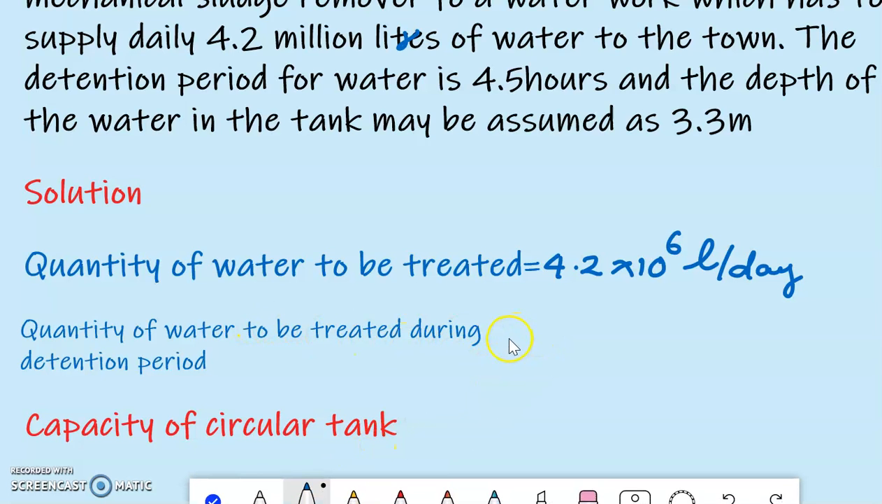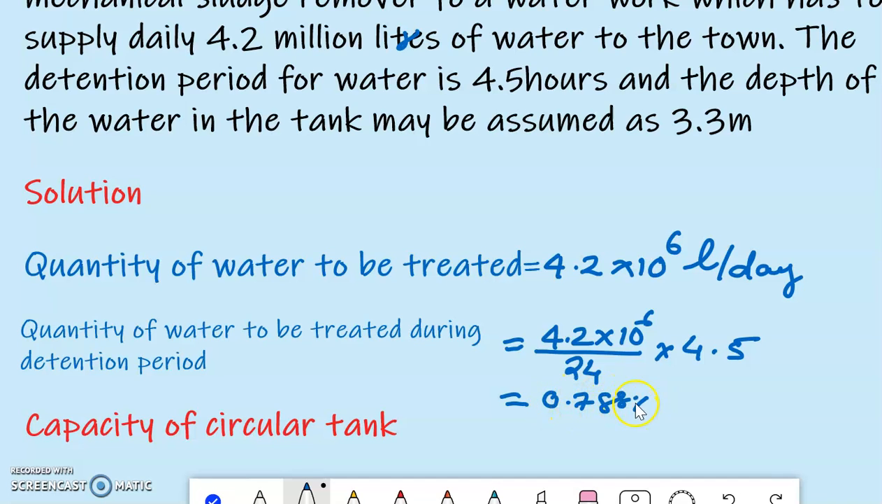So that will be equal to, for a day if it is 4.2 million, then divided by 24 will give you per hour water. Now we need the total water for 4.5 hours. So into 4.5 hours. So the answer will be equal to 0.788 into 10 power 3, or simply I can say it as 790 meter cube. I'm rounding off to the nearest.